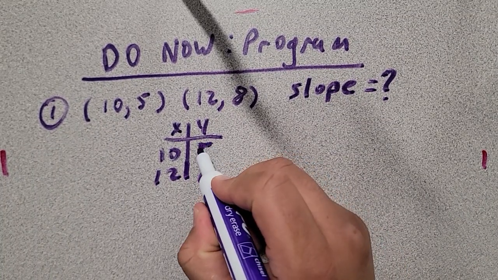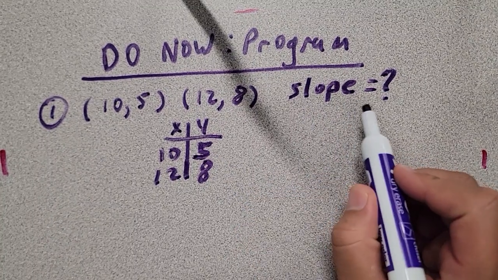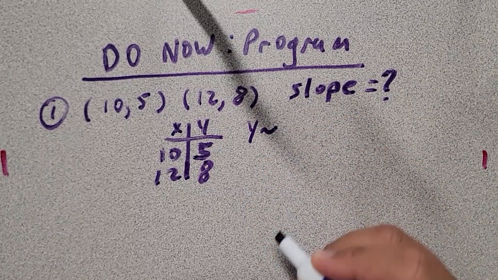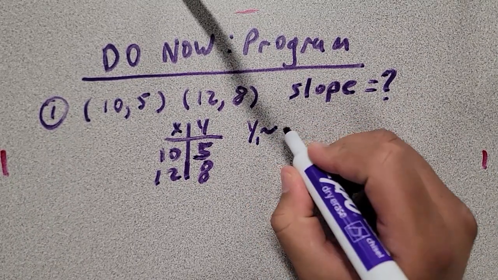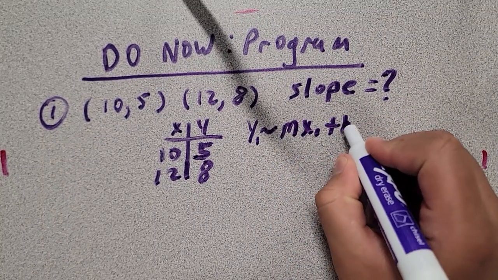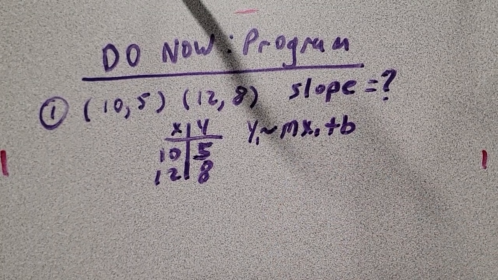And now we're going to go ahead and use a program in my Desmos to solve for the slope. So that program looks like this. It's going to be y, you got this little squiggly line. So actually, sorry, it's going to be y1 squiggly line and x1 plus b. All right, so I'm going to show you how to type that in.